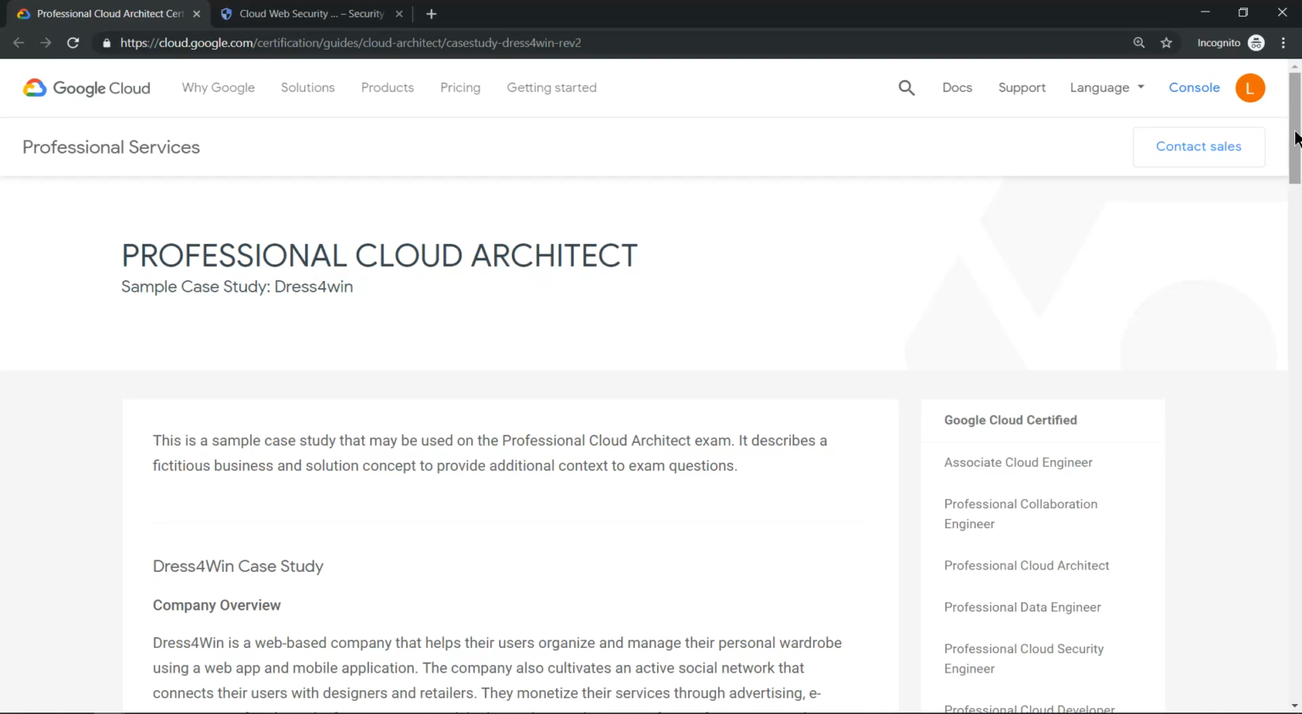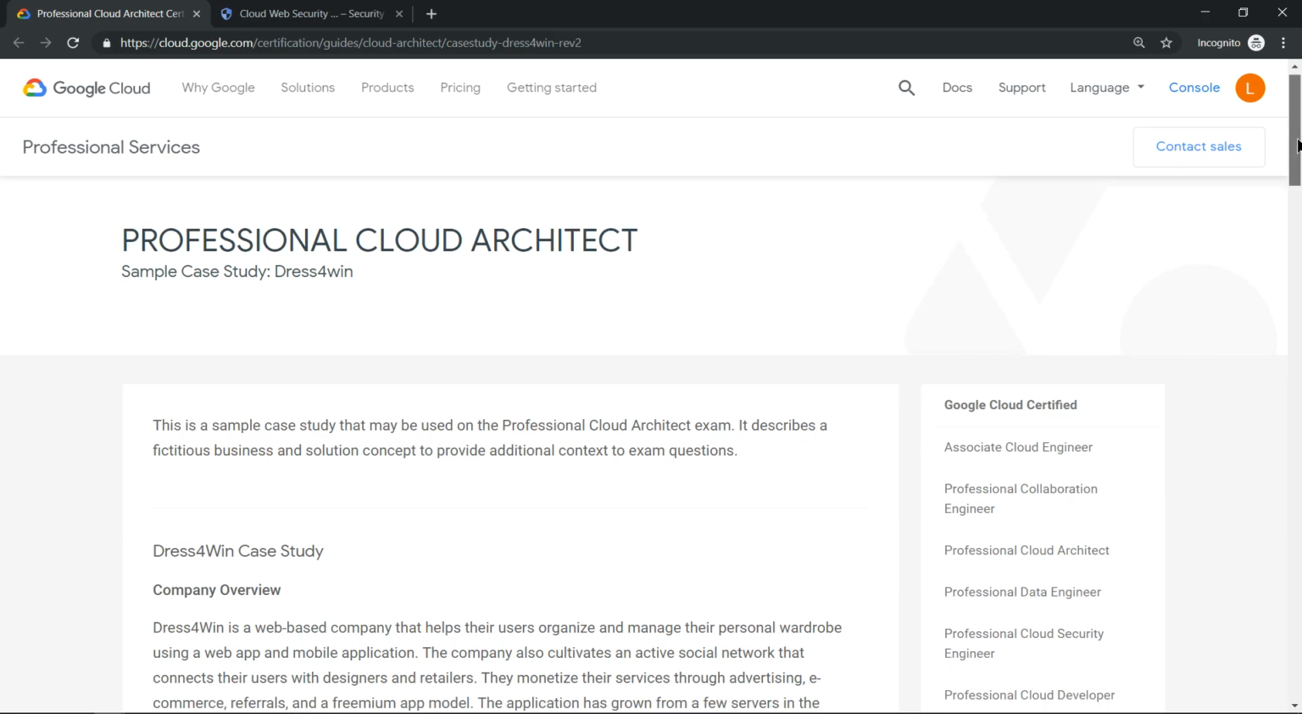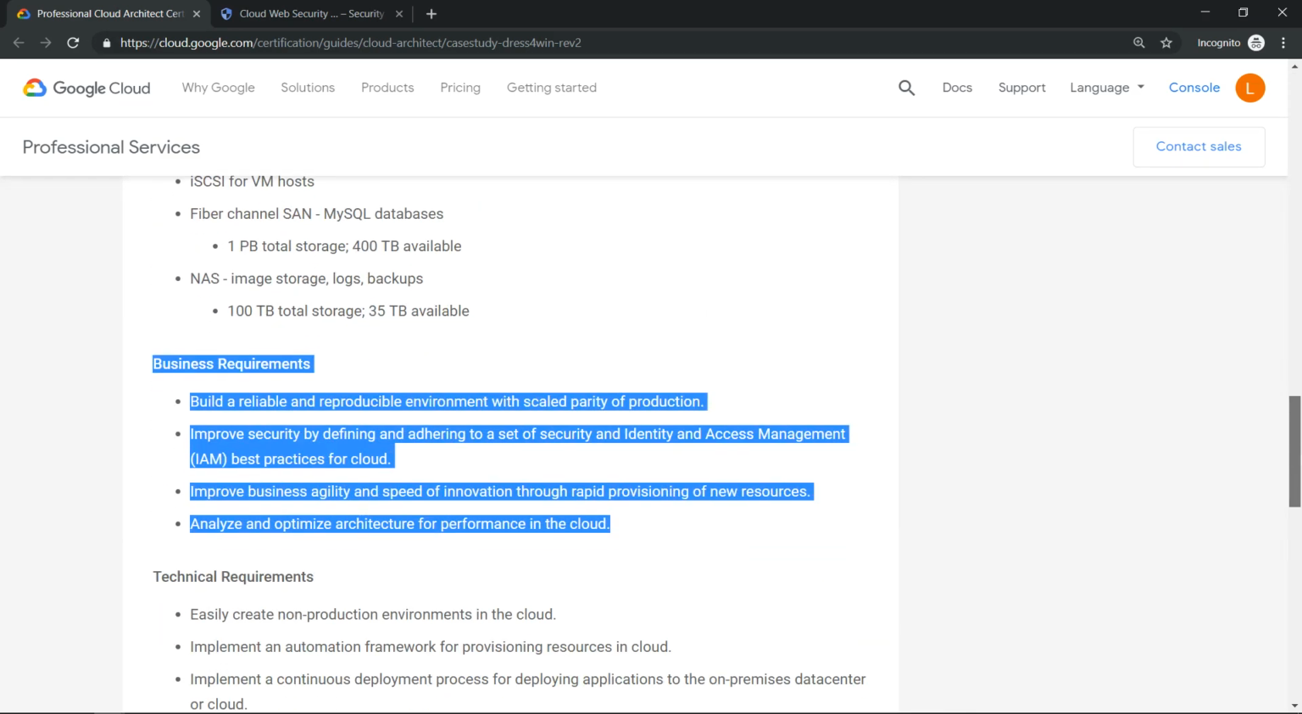So we are discussing Dress4win for the past 1 week. So let's continue discussing that. So today we'll discuss about the business requirements.